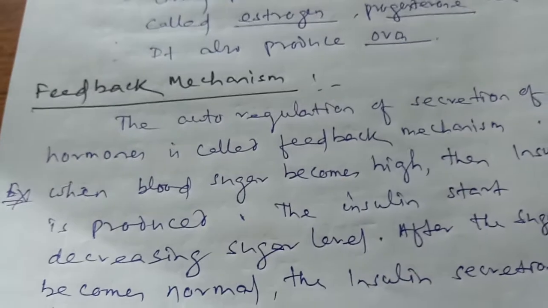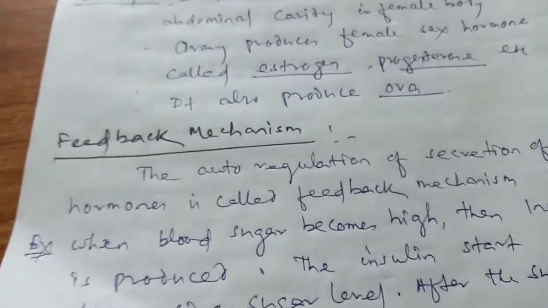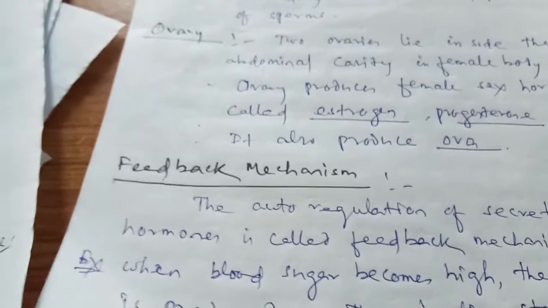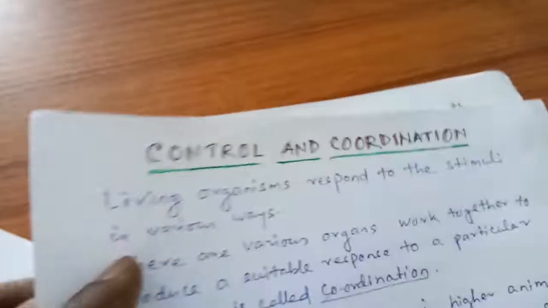In this way, we have understood, students, that in living organisms the control and coordination take place in the body by two systems in higher animals, that is the endocrine system or hormonal system and the nervous system.